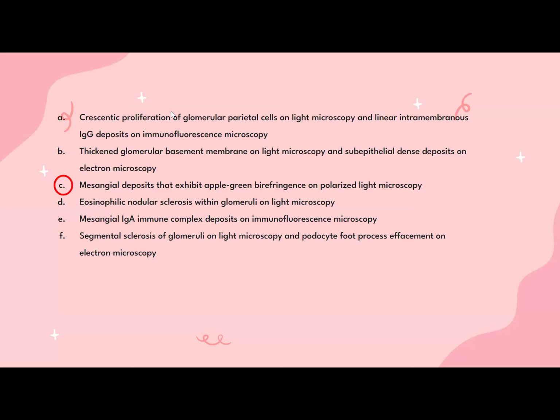Okay, let's go over the other questions briefly. Proliferation of the glomerular cells and linear intramembranous IgG deposits. You really wouldn't consider that, right? Thickened glomerular basement membrane on light microscopy and subepithelial dense deposits. This is membranous. Again, we're not really thinking of that.